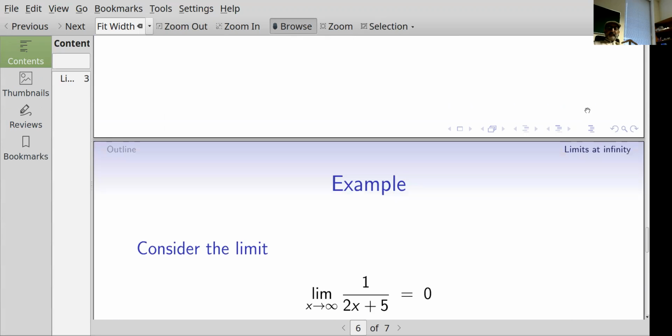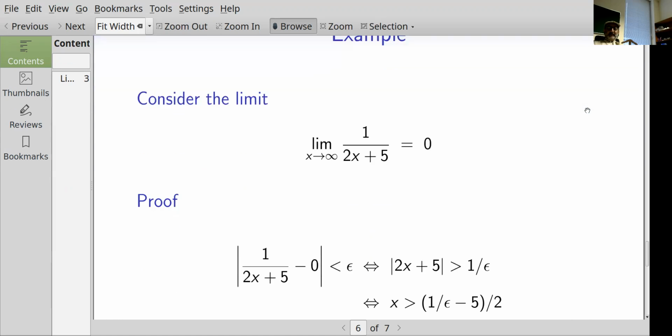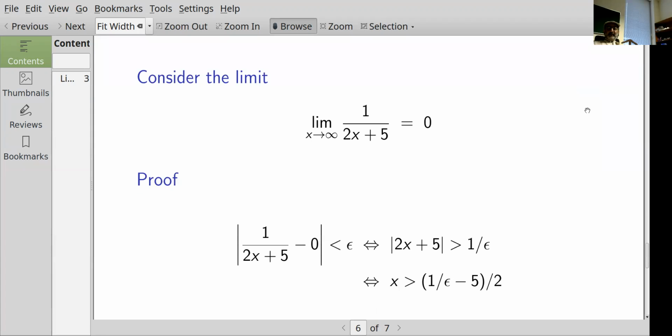Okay? So for example, I claim that the limit as x goes to infinity of 1 over 2x plus 5 is equal to 0. It seems intuitively obvious: 2x plus 5 gets arbitrarily large as x goes to infinity, and then 1 over that gets arbitrarily small. Okay, so let's try a proof. I want to find an m such that when x is bigger than that m, then f of x will be within epsilon of 0.